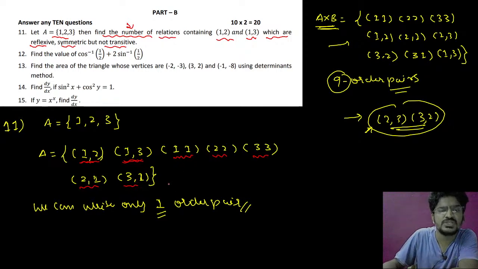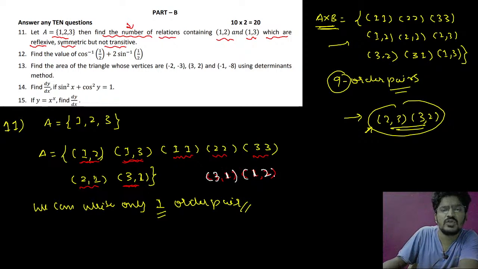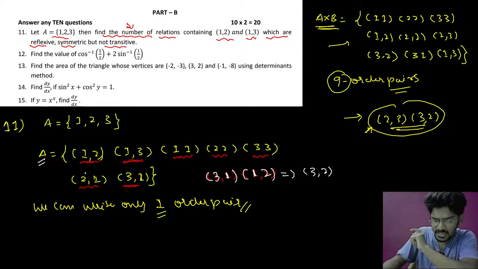It should not be transitive means you can see here (3,1) is present and (1,2) is present. What does it imply? (3,2) must be present, but (3,2) is not present in our relation, therefore it is not transitive. So the relation on set A is reflexive, symmetric but not transitive. Our condition is satisfied. Now we have to write how many relations of this type we can write.